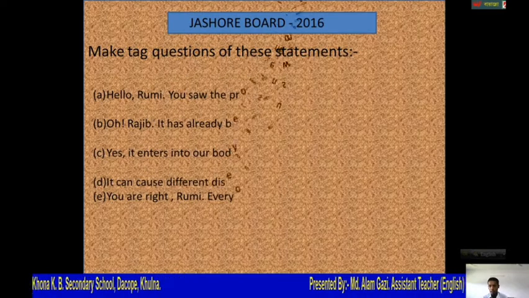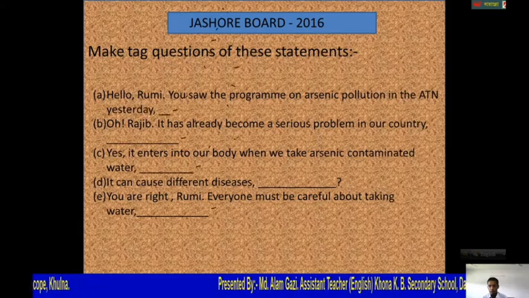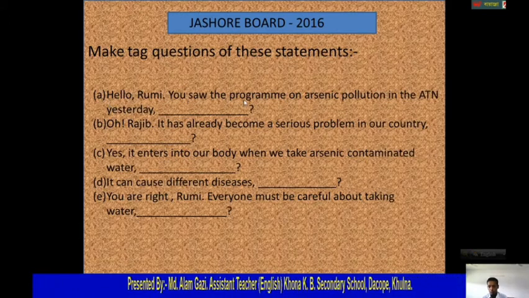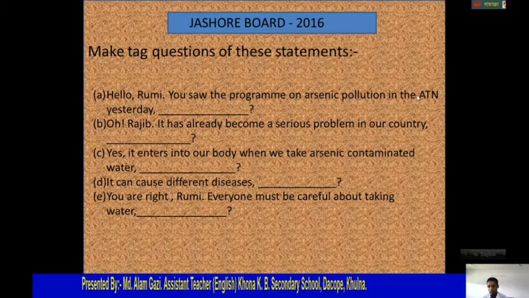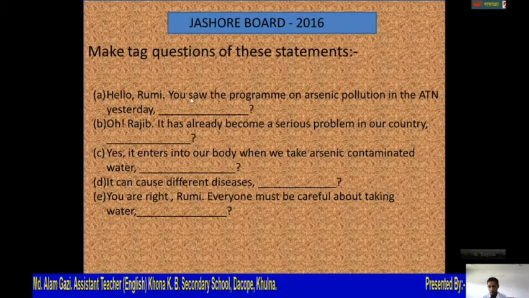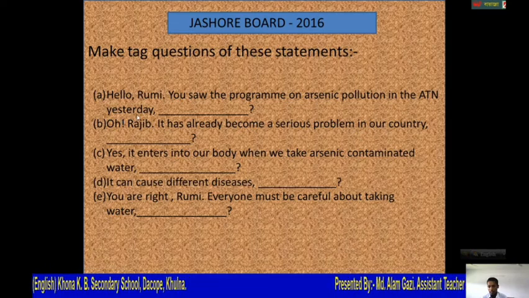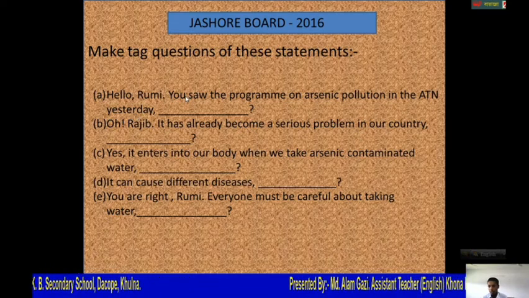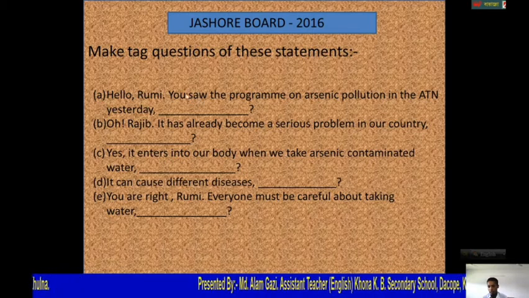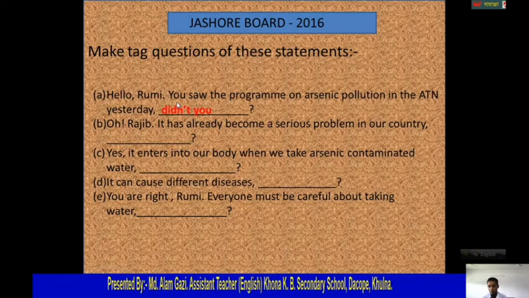Now, we will discuss this tag question. Question A. Hello Rumi, you saw the program on arsenic pollution in the ATN yesterday. In this sentence, there is no auxiliary verb. There is a principal verb saw and it is past indefinite tense. So, tag question will be didn't you.